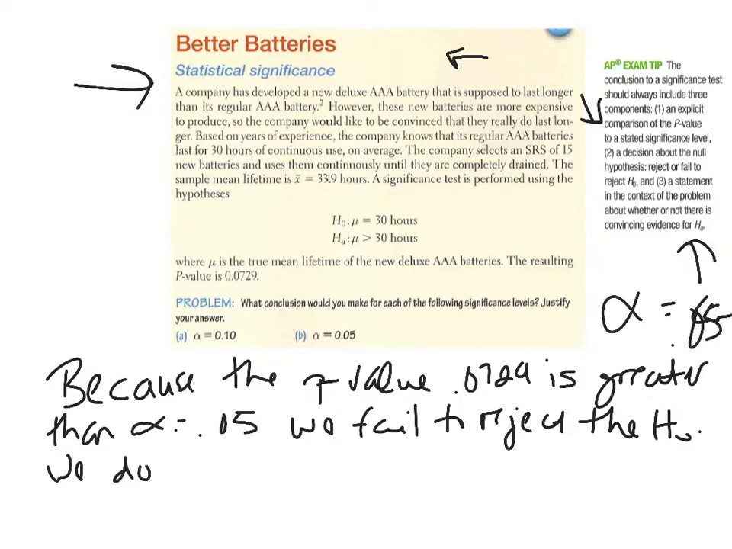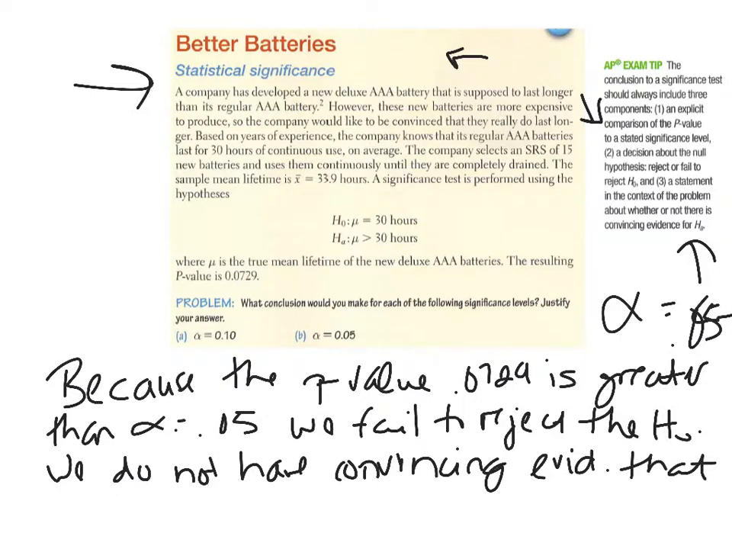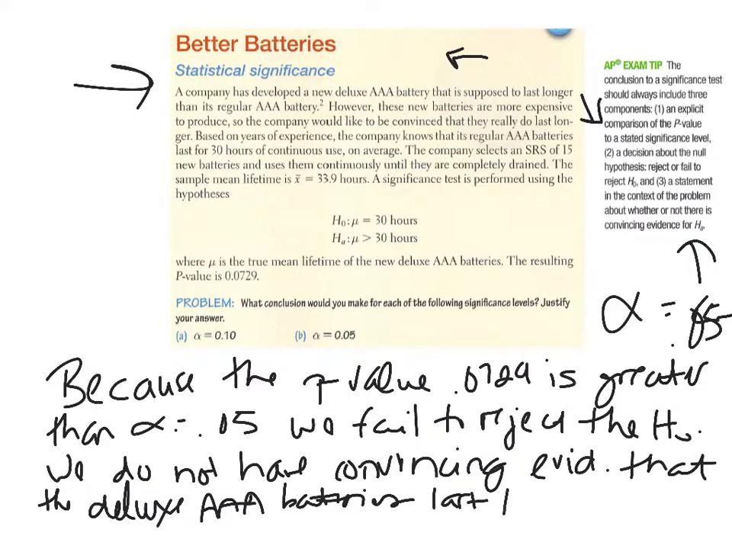So this time we do not have convincing evidence. So we do not have convincing evidence that those deluxe batteries, that the deluxe AAA batteries last longer than 30 hours on average. Last longer than 30 hours, and then you would need to tack on the on average. I don't have room to do that.